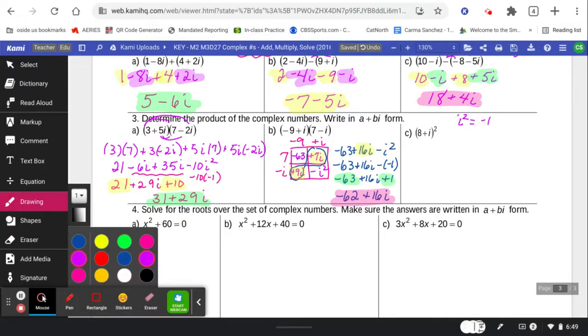The next one is something squared. So recall that you can stretch these two factors out and then multiply. Do you want to do the box method? Do you want to do the FOIL method? Pause the video, try it. Okay, let's see how you did.